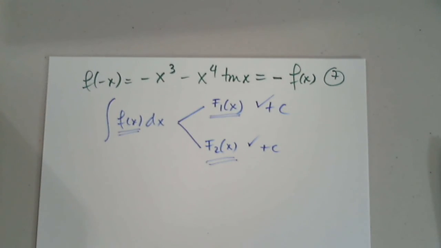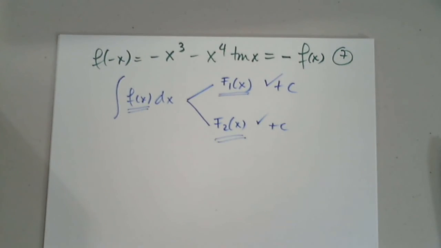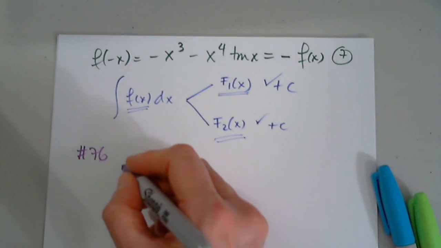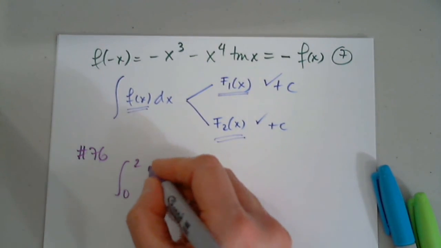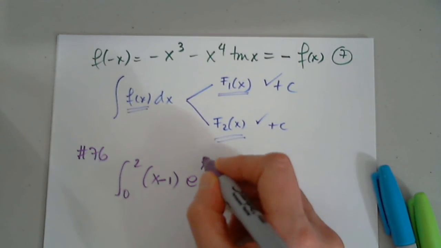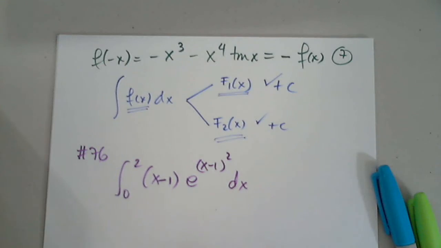Let's use some natural log or e. So let's choose from among 75, 76, 77. Please choose. 76. So in 76, let me copy it. So the integral from 0 to 2, x minus 1, e to x minus 1 squared dx. Perfect.